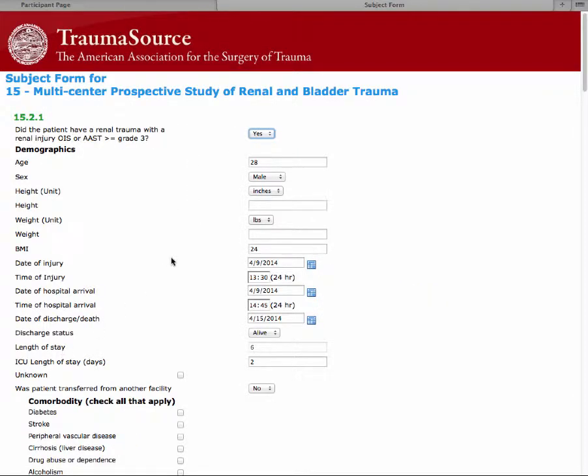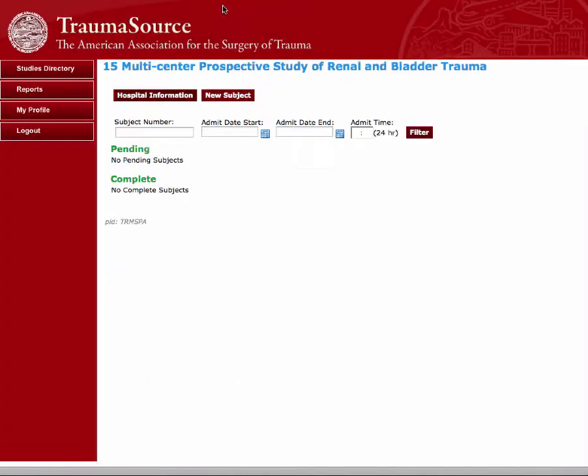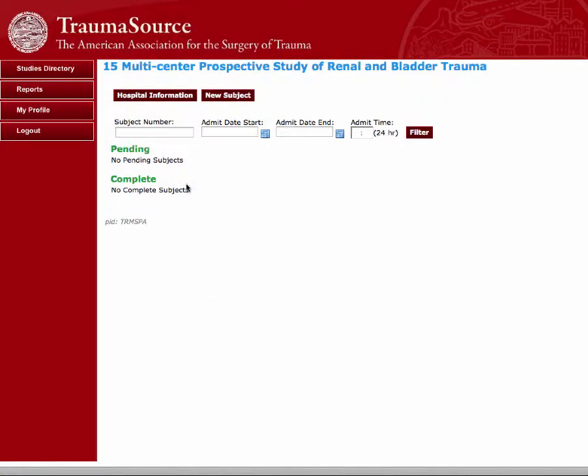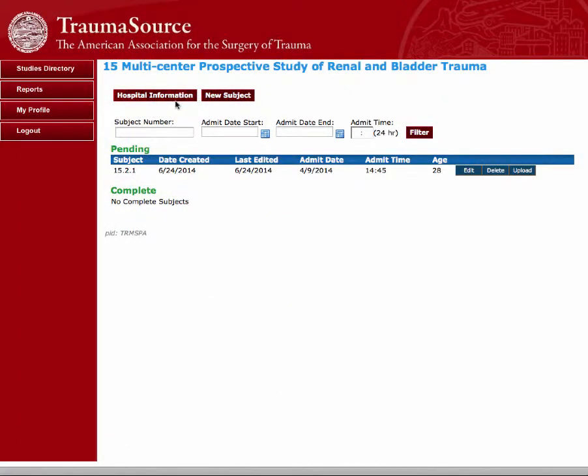So our trauma record has now been saved, and what I'll do is go back to the main page and show you the trauma record. In order to see the new subject that you just entered, you'll have to reload or refresh the page. So I'll reload the page here. So here the page has been refreshed, and you can see our new subject, a number.